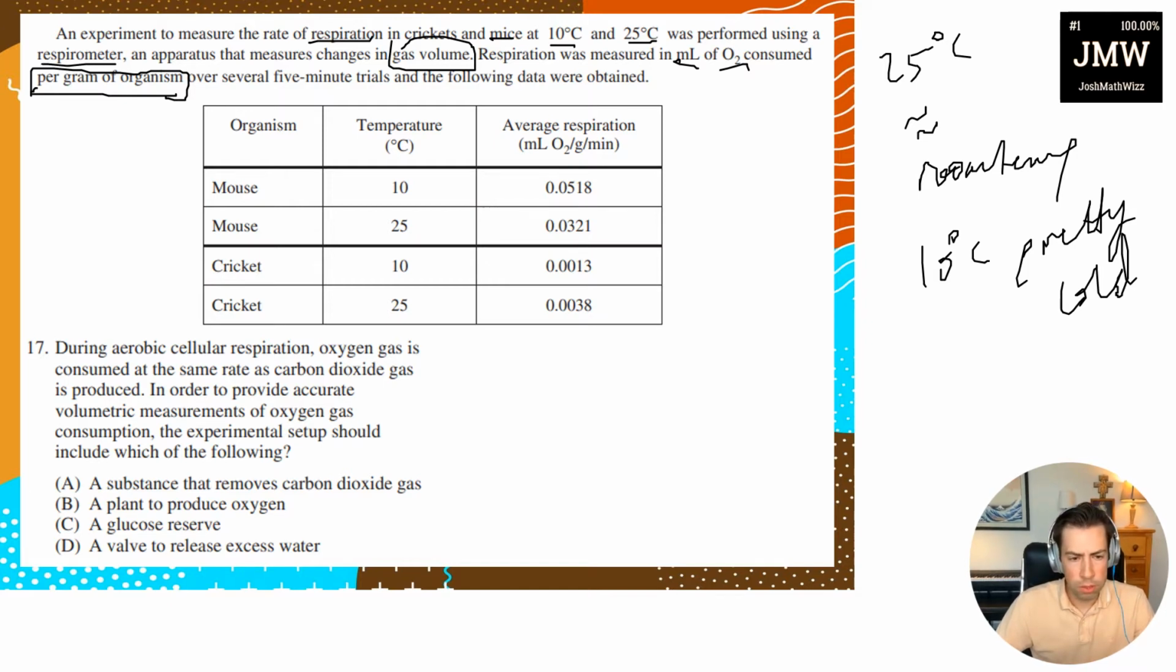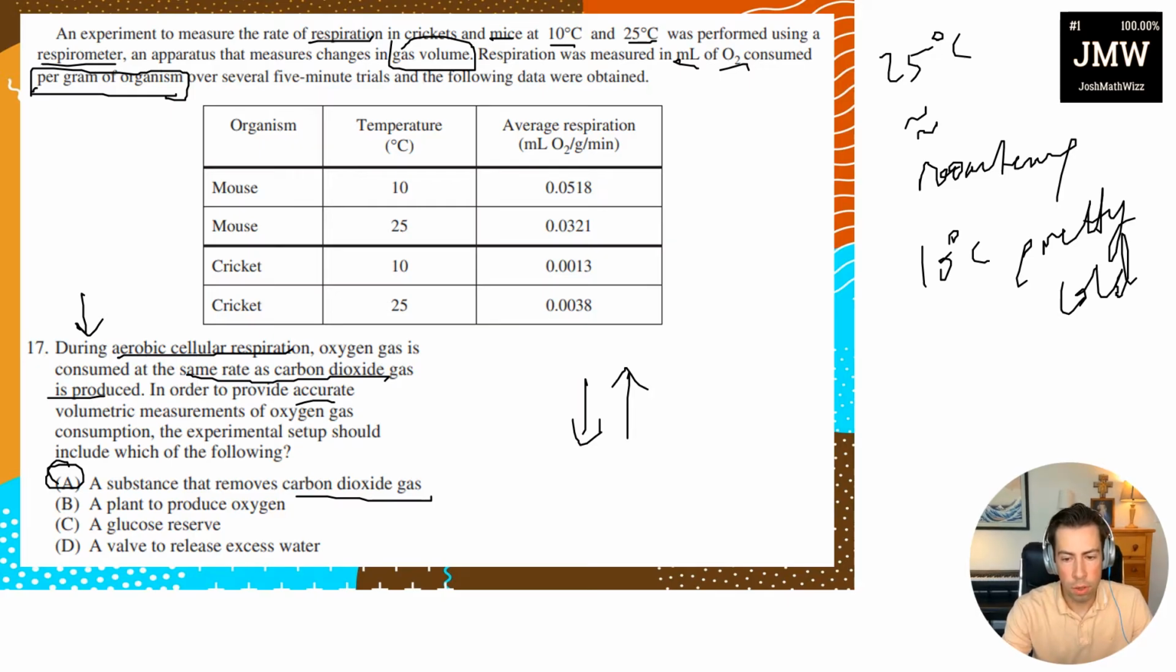Okay, so let's look at the question for 17. During aerobic cellular respiration, oxygen gas is consumed at the same rate as carbon dioxide gas is produced. In order to provide accurate volumetric measurements of oxygen gas consumption, the experimental setup should include which of the following, and that is going to be A. I'm just going to tell you right off the bat, it has to be a substance that removes the carbon dioxide gas, because if you consume as much gas volume as you exhale, we have a problem because it seems like there's no change, right? So we're going to need something that removes that carbon dioxide gas.